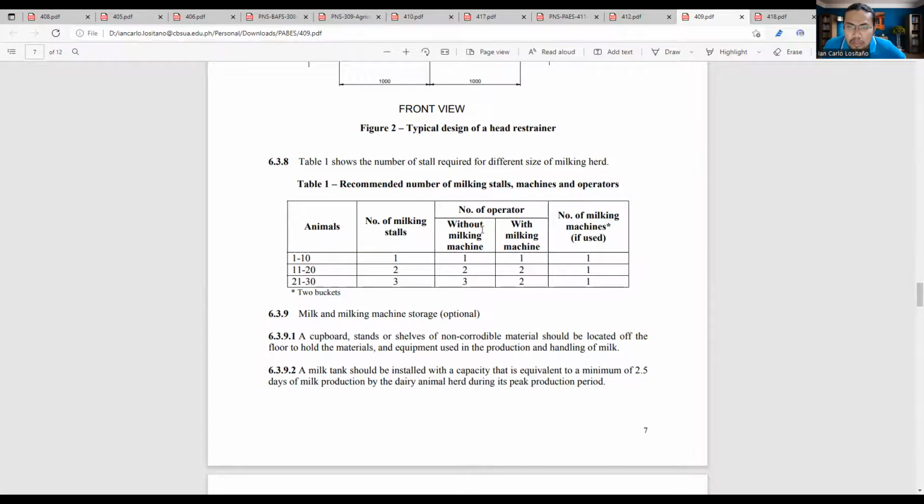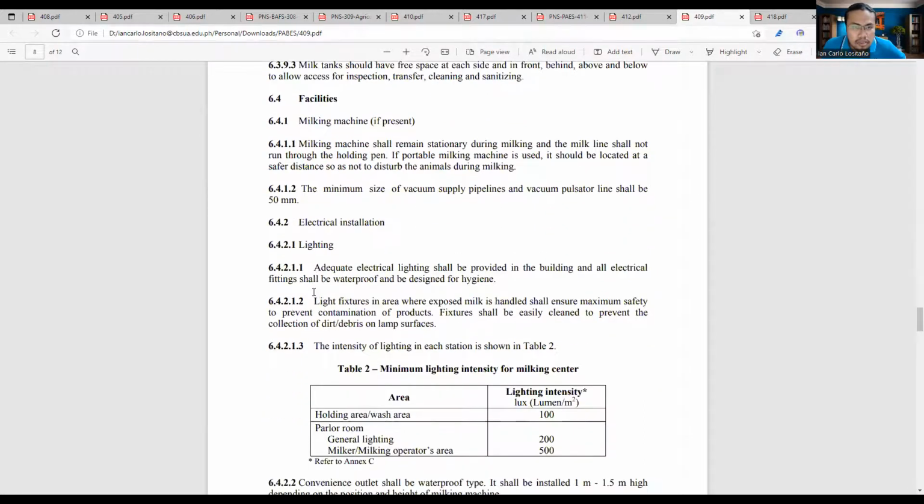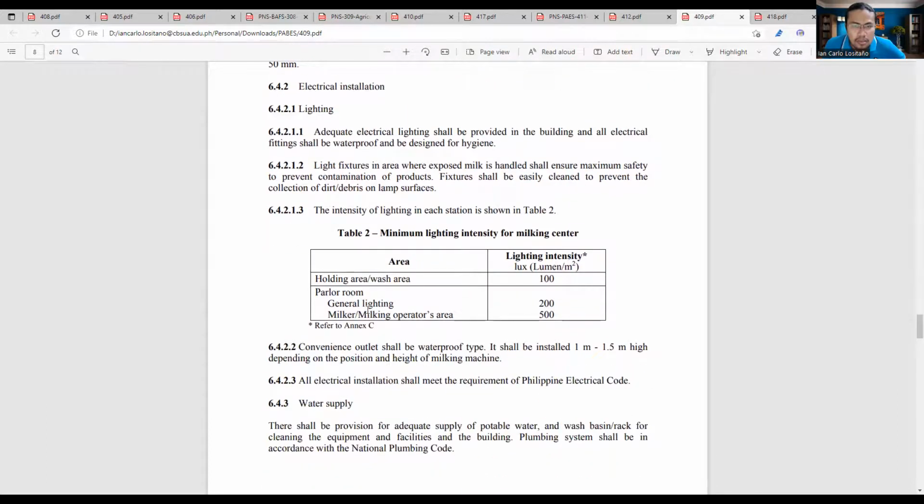Number of operators without a milking machine increases, but decreases with a milking machine. Facilities: milking machine, electrical installation, further discussed in electrification. Lighting, same way, but the required blocks are provided.